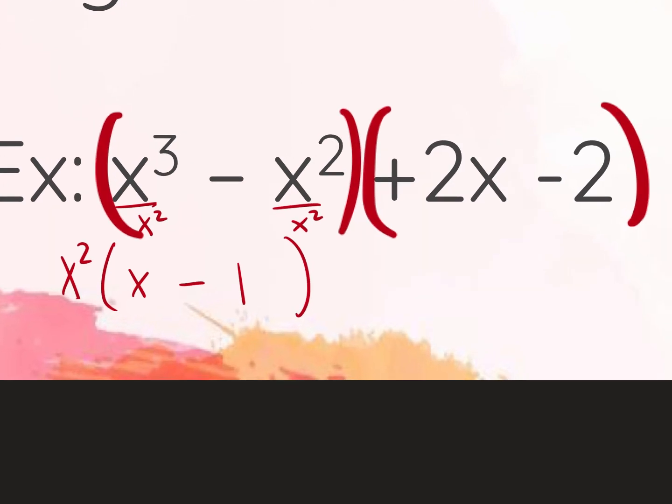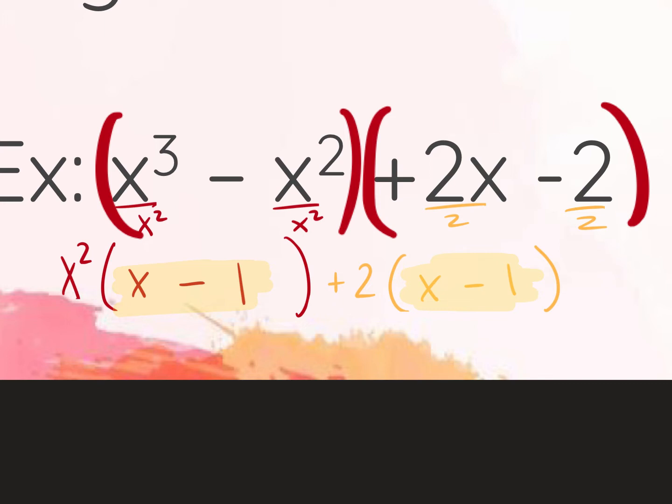Looking at my second group, what is my greatest common factor between 2x and negative 2? 2. So I can divide out a 2. That 2 goes to the outside. What am I left with when I take out a 2? George? X minus 1. Perfect. In order to factor by grouping, you have to factor out whatever your GCF and make sure the parentheses are the same. Those 2 parentheses have to be the same.